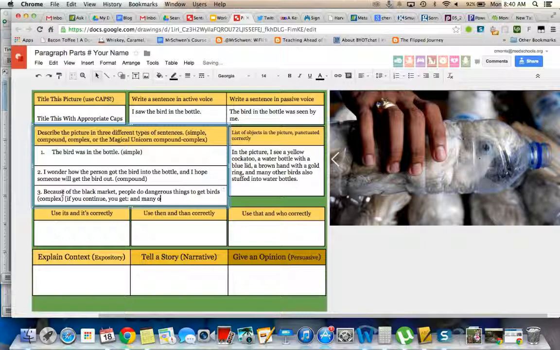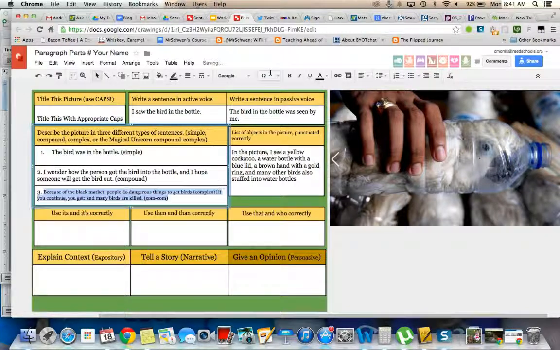In a compound sentence, is there usually a comma? Generally, yes, but there doesn't have to be. I'm trying to do the magical rainbow unicorn one, and I was wondering if I could do, as the cockatoos that were free, they were helped and rehabilitated or something? They were helped and they were rehabilitated. Yes, that would be compound complex. And you could put a comma in there or not.